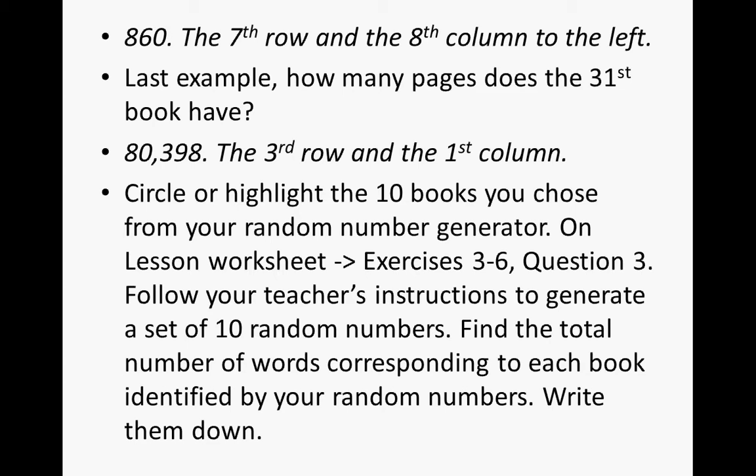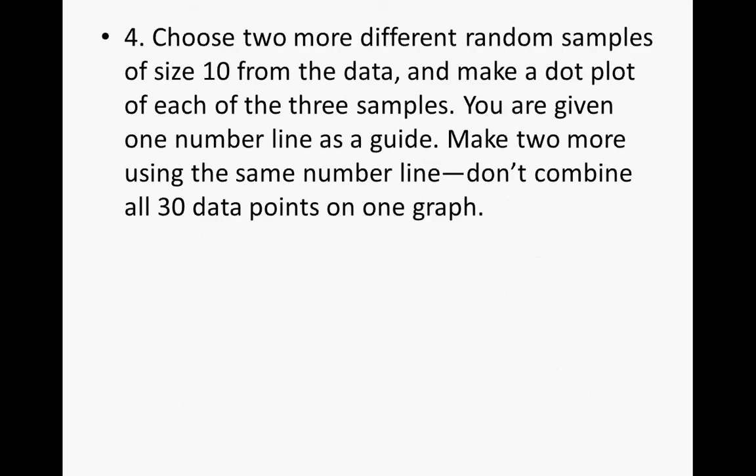Alright, so you should have your 10 random numbers and your 10 books. So choose 2 or more different random samples of size 10 from the data and make a dot plot of each of the 3 samples. You are given 1 number line as a guide. You're going to need to make 2 more number lines using the same type of number line. Don't combine all 30 data points on one graph.